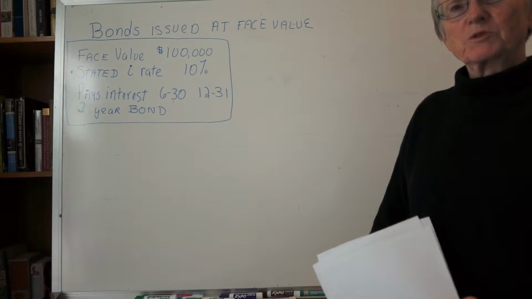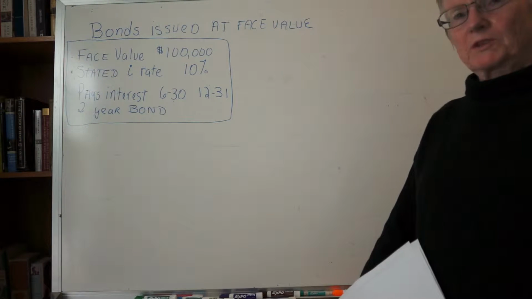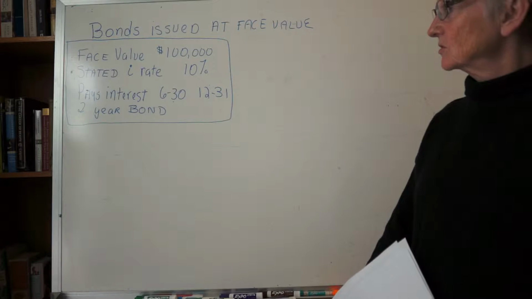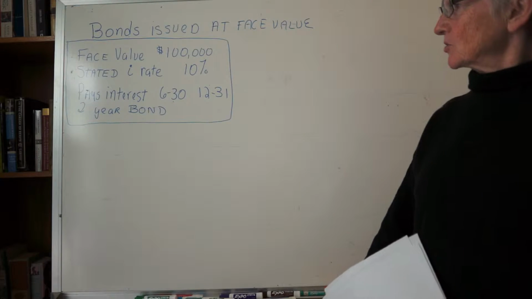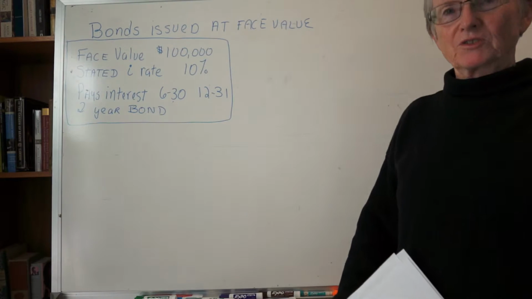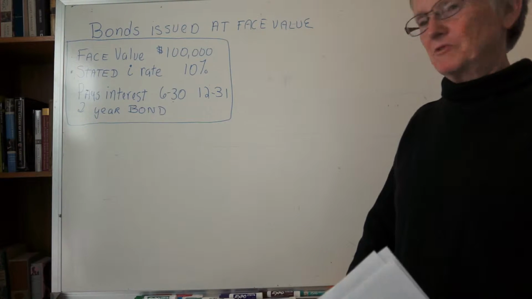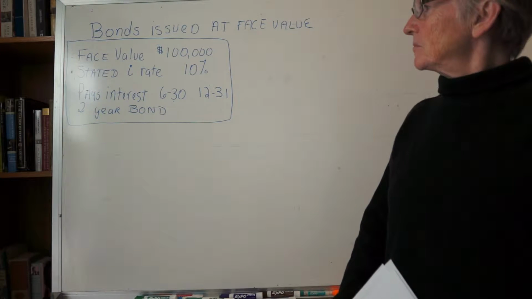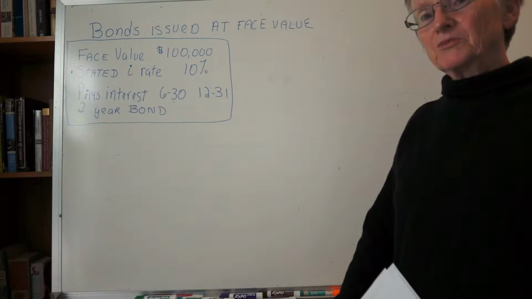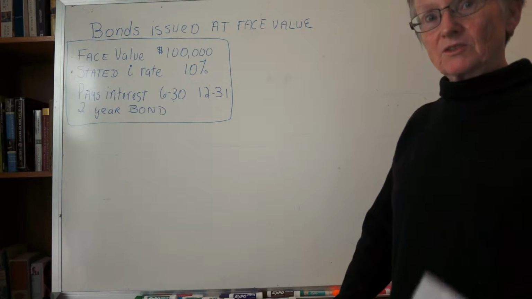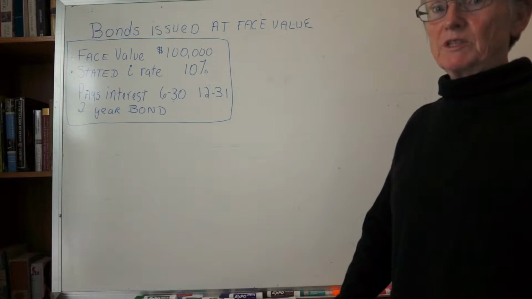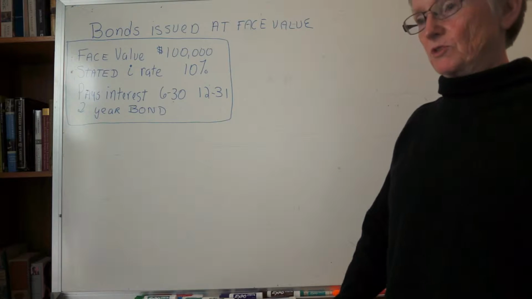We'll account for some bonds issued at face value. We'll figure out how to pay the interest and do all kinds of good things. My favorite bonds are 2-year bonds. There's really no such thing as 2-year bonds. They're mostly 10 or 15, 20 years. But the nice thing about a 2-year bond is we can go from beginning to end and see how it works without making a gazillion journal entries.